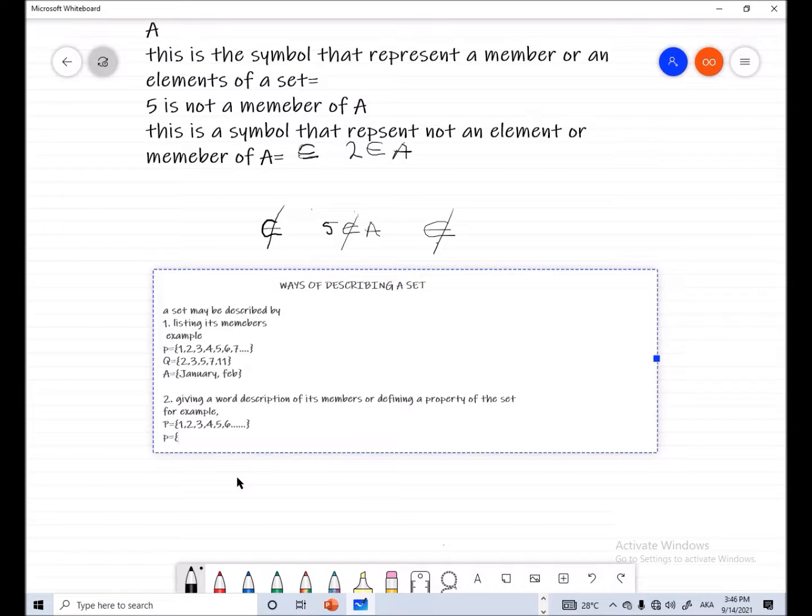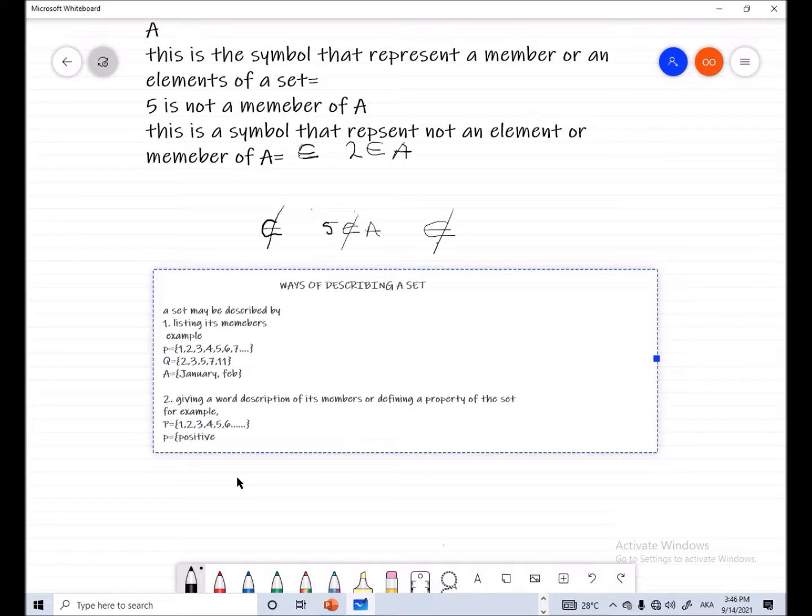So we can say P equals the counting numbers, right? Or we can say positive integers, right? Or we can say P equals a set of whole numbers. They are all correct because of 1, 2, 3, 4, 5, 6. So we say that P could be said to be positive.